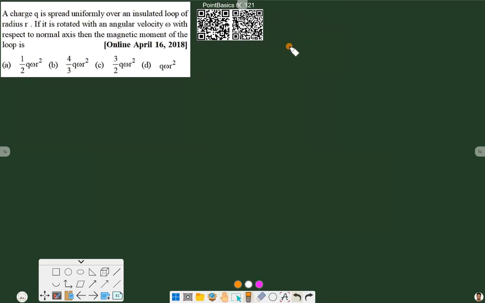Now start. We have a Q charge rotating with omega angular frequency. So omega is equal to 2 pi times the normal frequency, and so frequency comes out to be omega by 2 pi. Means Q charge is rotating that much times per second. Frequency is the number of oscillations per second, and in case of circular motion it is the number of rotations per second. So Q charge is rotating that much times per second.